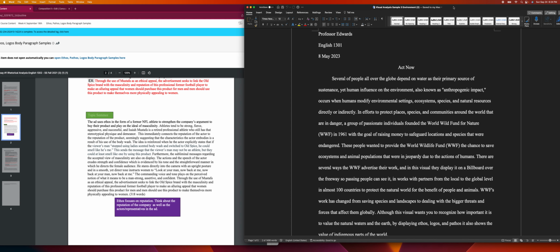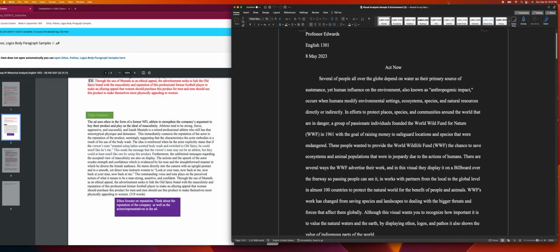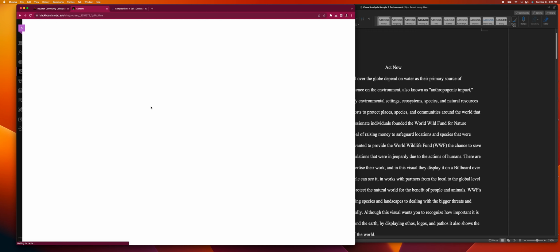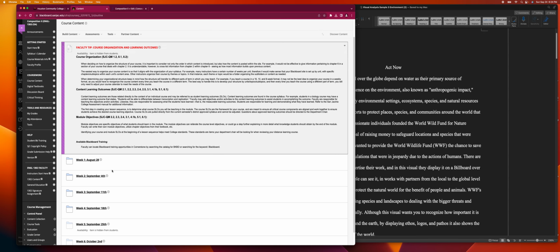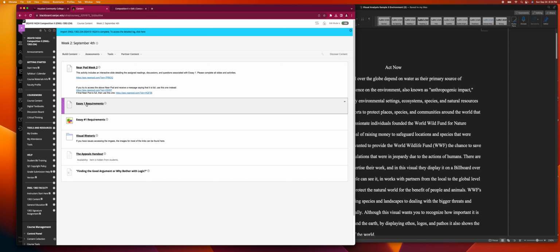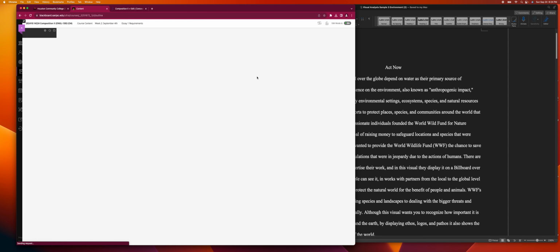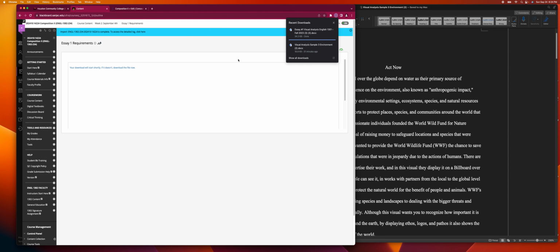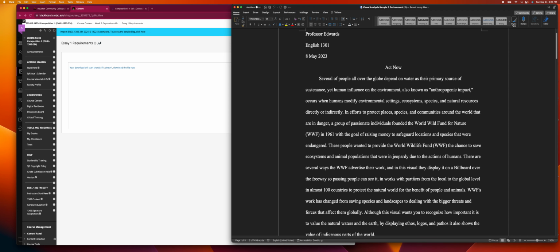If you are trying to figure out how many paragraphs you should have, the structure of your essay, I've already given you that in the essay requirements assignment. You can find that in the content folder, I think for week 2. It's here, essay 1 requirements. If you look at that document, it will definitely show you how your paper should be organized, right? We've looked at that before in a previous video. If you need to go back to any of those other videos, please do so.